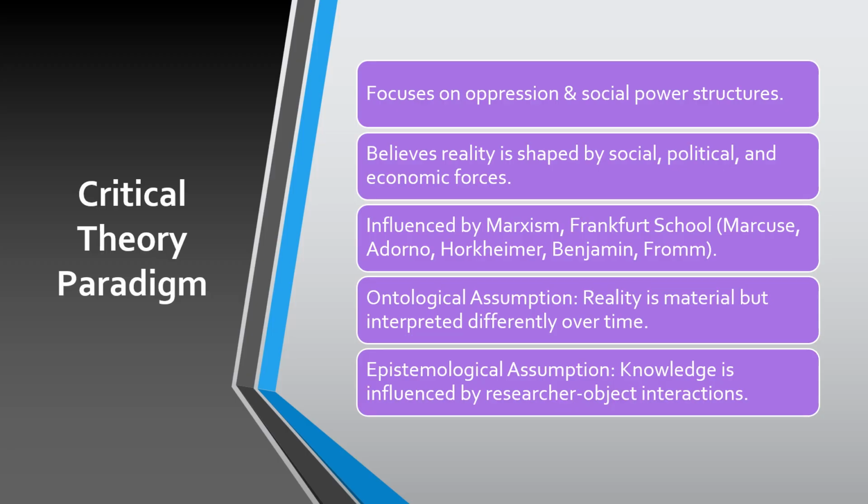Now, let's shift to critical theory, which is focused on power structures and social justice. It argues that reality is shaped by social, political, and economic forces. It draws inspiration from Marxism and the Frankfurt School, including scholars like Marcuse, Adorno and Horkheimer. Ontologically, reality exists but is interpreted differently over time. Epistemologically, knowledge is shaped by interactions between the researcher and society. This paradigm is often used to analyze oppression, power imbalance, and social injustice.